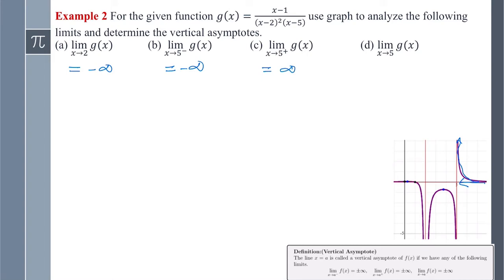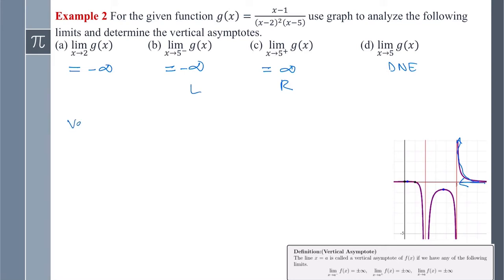Now the limit as x approaches 5: if we look over here, the left-hand limit is negative infinity. The right-hand limit is infinity. So the left-hand limit and right-hand limit are not the same. That means this limit does not exist. It's not infinity, it does not exist, because it's not the same from both directions.